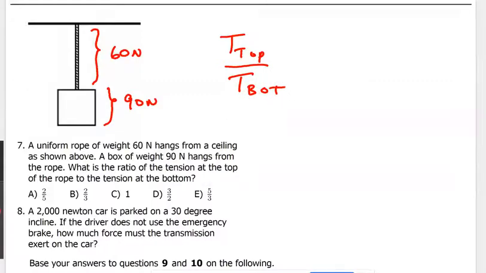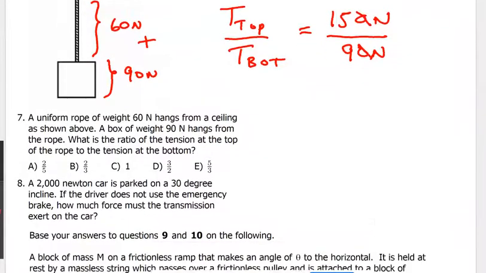Okay, T-top. Well, right here, the tension at the top has got to be 150 newtons because it feels the weight of the string and the weight on the bottom. So these two get added up. The tension on the bottom of the rope only feels the 90 Newton weight. So you can work that one out to a solution. Let's see what else I could do for you.